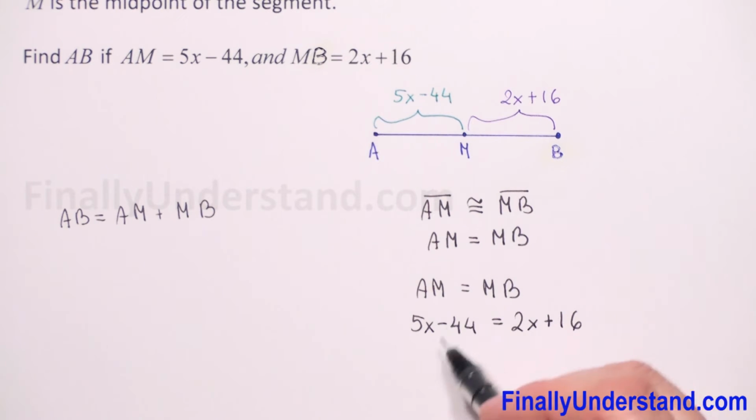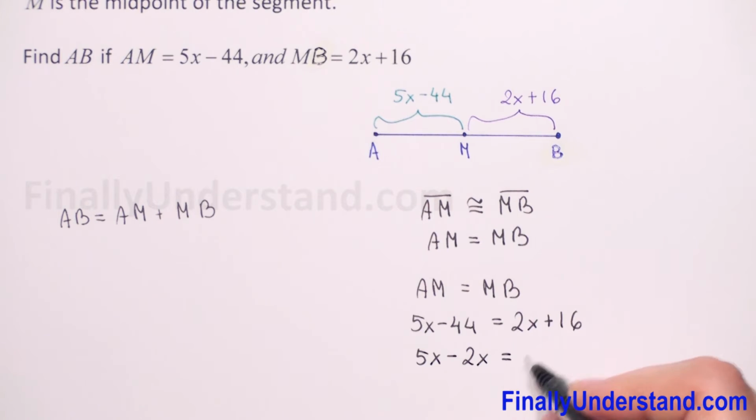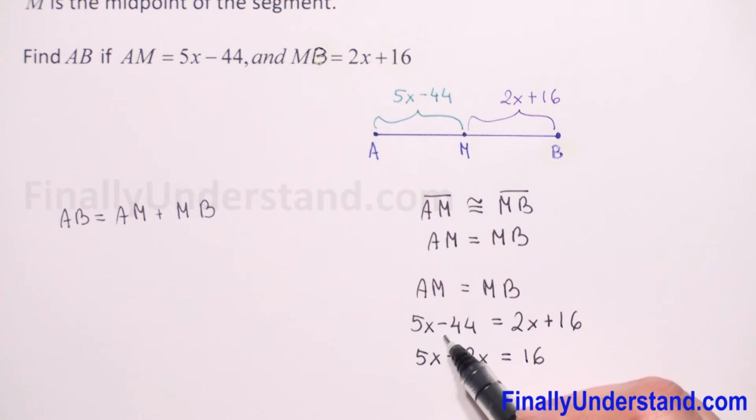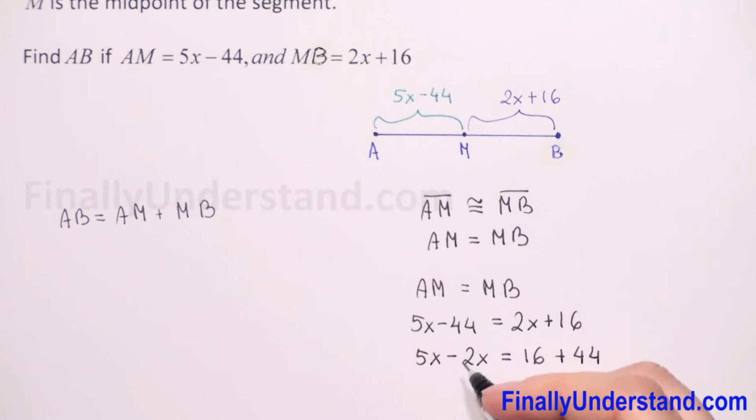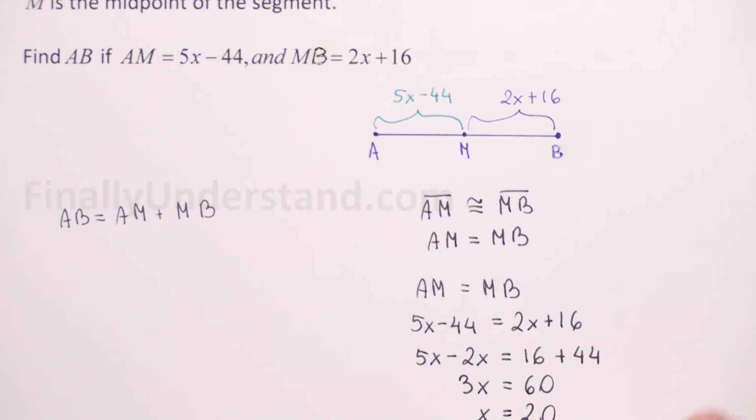We will combine the like terms. I will move 2x to the left side, so it will be 5x minus 2x is equal to 16. I will copy and move negative 44 to the right side, so it will be plus 44. 5x minus 2x is 3x, equal to 16 plus 44, which is 60. Now we divide both sides by 3, so we have x is equal to 20.